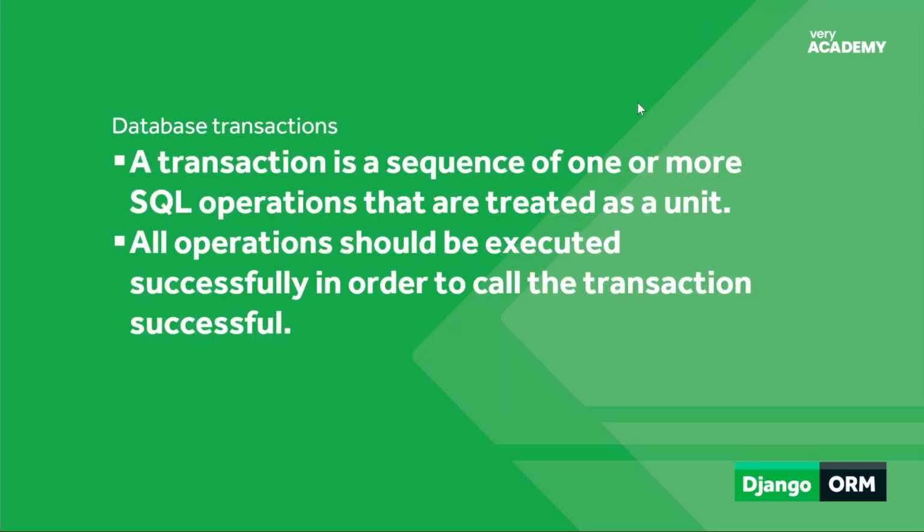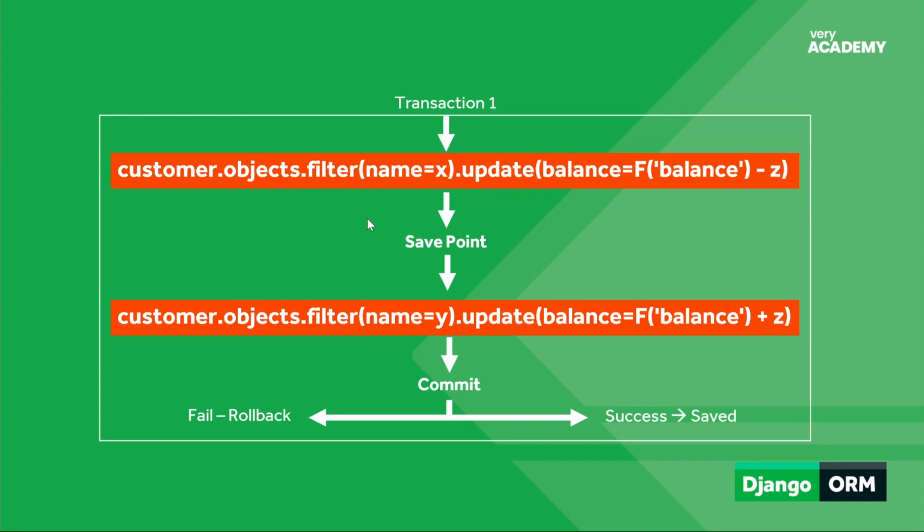So let's now think of a database transaction as one or more SQL operations that are treated as a unit. All operations should be executed successfully in order to call the transaction successful. And this is the answer to our problem. We now want to take those individual transactions as we had before, and we want to treat them as a unit of transactions. So we want to make sure that both of our queries are successful in order for us to actually say that the transaction was successful, for us to actually commit everything to the database.